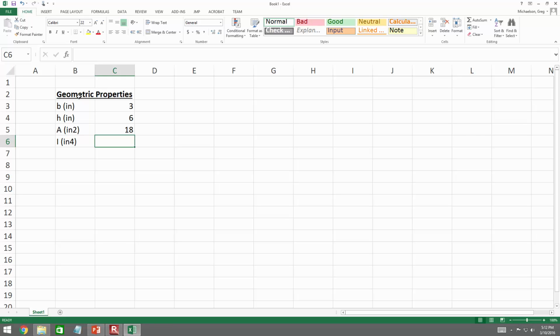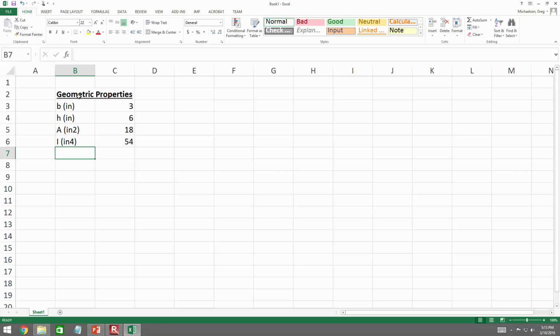What's going on out there? What's the moment of inertia of a rectangle? There we go, BH cubed over 12. It's a rectangle. B times H cubed divided by 12. Y'all should know that, right?